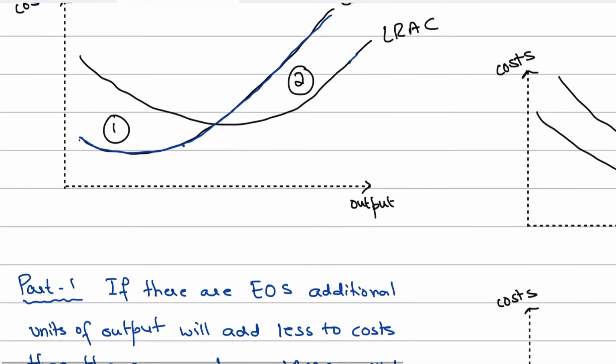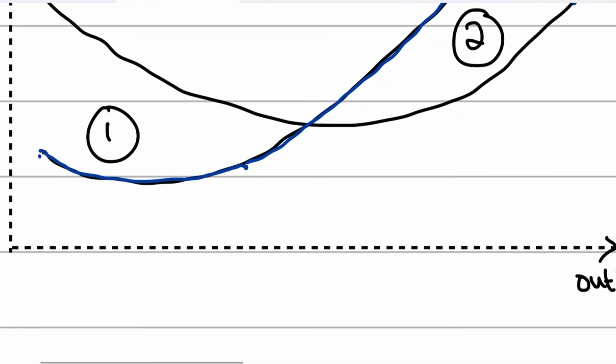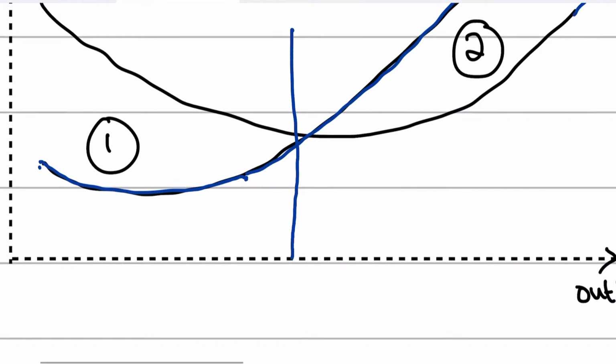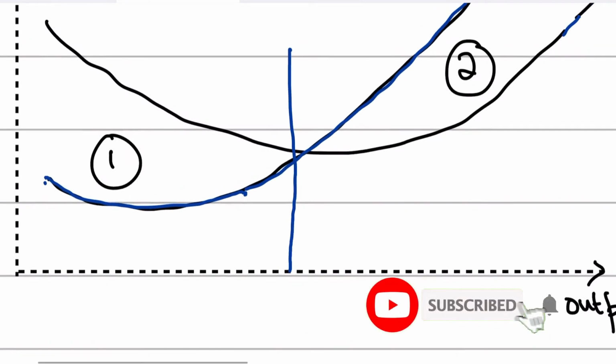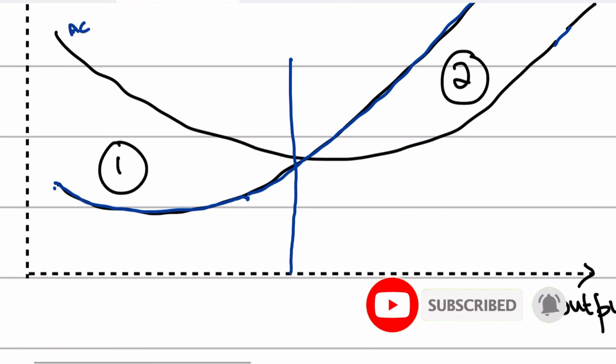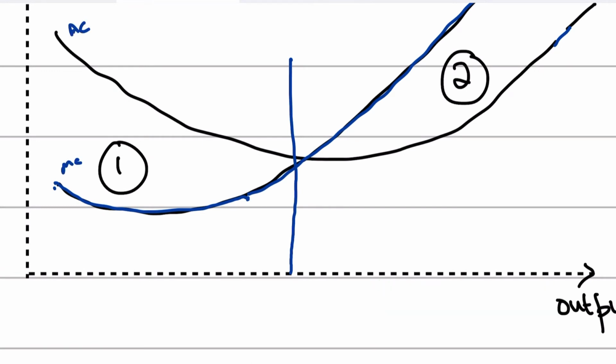So if you look at part one, let's break this down. In this part one, you can see that the marginal cost curve is below the average cost curve. We know that this is the long run average cost curve, this is the marginal cost curve, and for each level of output, the long run marginal cost is below the long run average cost curve, right?